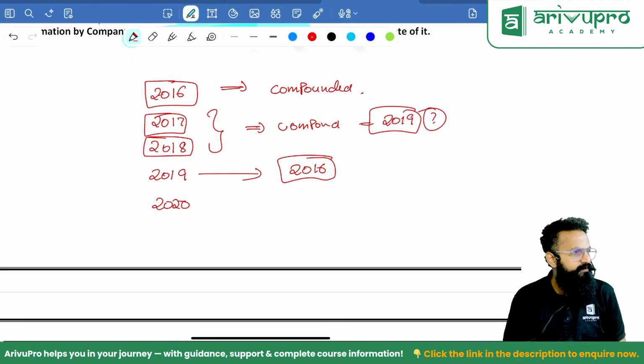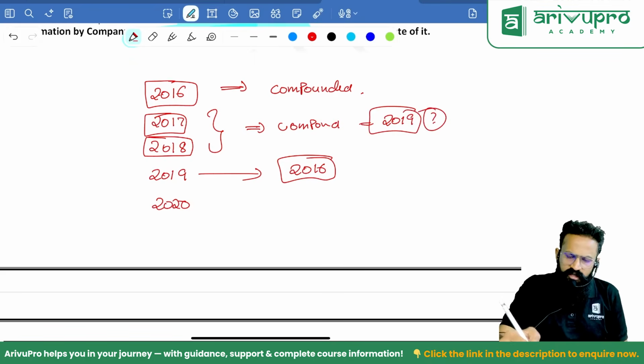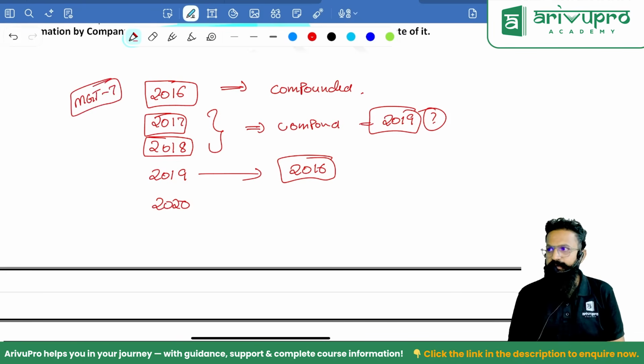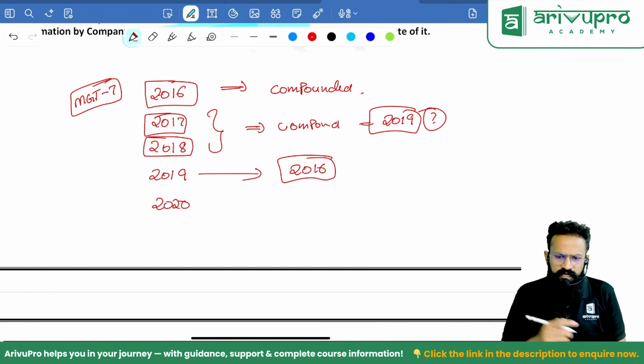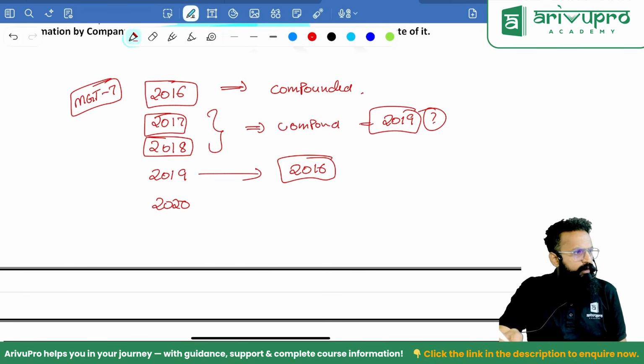Is it possible? Let us imagine all the contravention was for MGT 7 only. Is it possible? No? Why? Okay, let us imagine in 2016 we went for compounding for MGT 7. In 2017 and 2018 it is for AOC 4. Can I go for it?